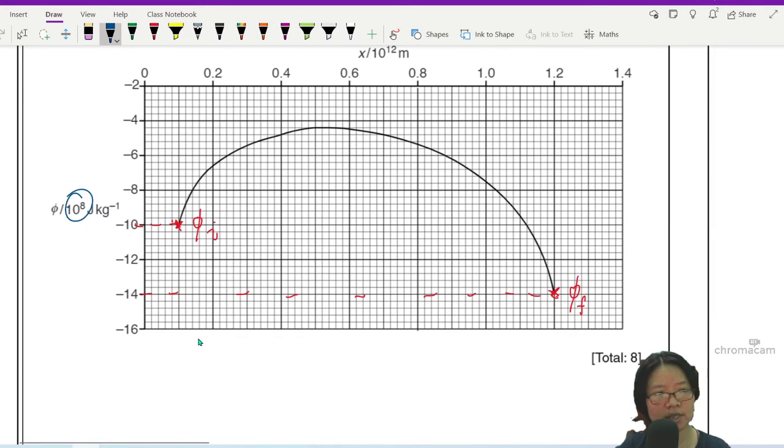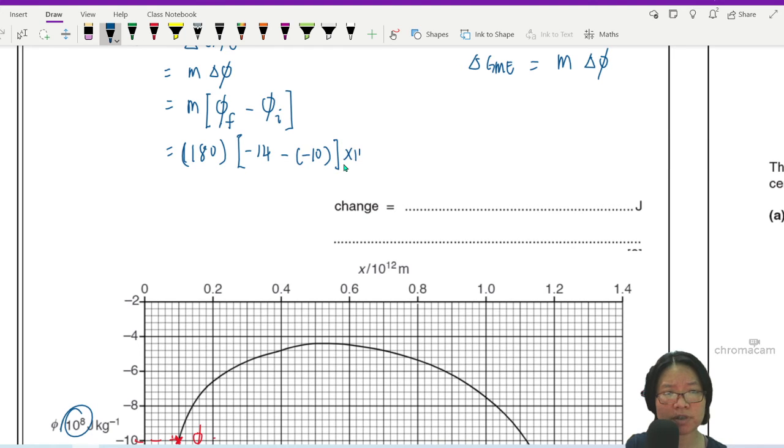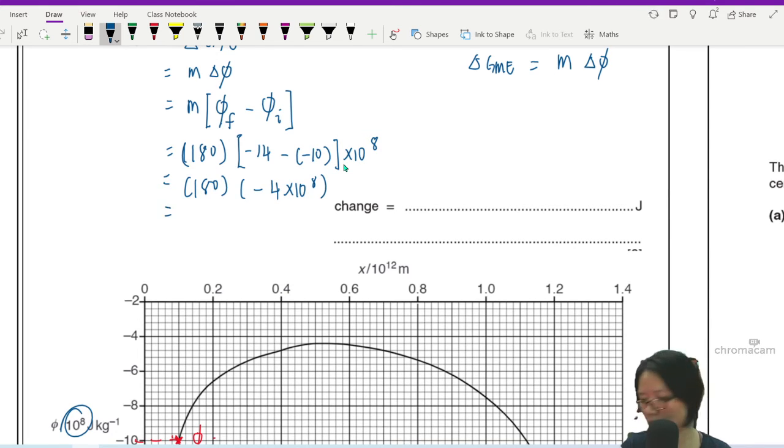You see here the 10 to the power of 8. There's no way in this world where you can actually only need 14 and 10 joule of energy, okay? We are talking about planets. So we need a prefix. So I'm just gonna put the prefix at the back. Okay, so actually what I have here is 180 times negative 4 times 10 to the power of 8. So I think I've done enough calculation using the digital calculator. I'm going to save my time to use the real calculator. And this one will be 7.2 times 10 to the power of 10 joule.